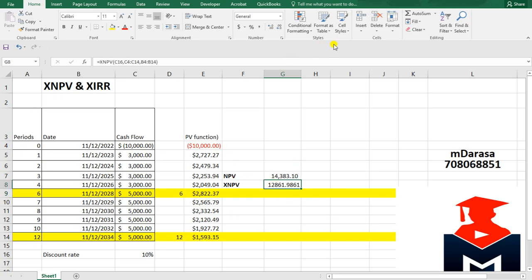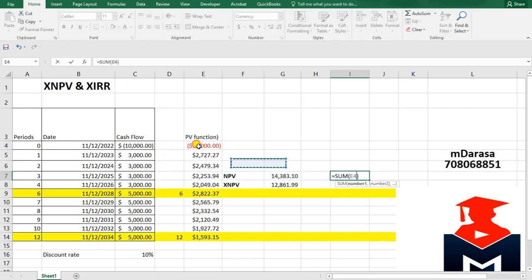This will give us our XNPV. So ideally, this is what you're supposed to have. And basically, this will be our XNPV. Our NPV, ideally, we got it to be Alt equals sign. The correct one was summation of all this, right?